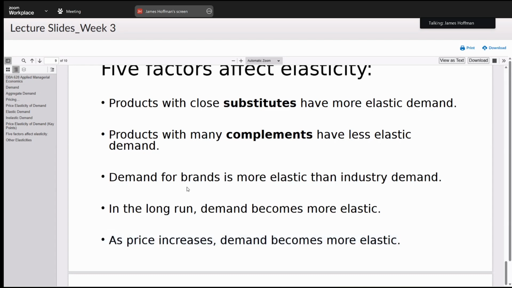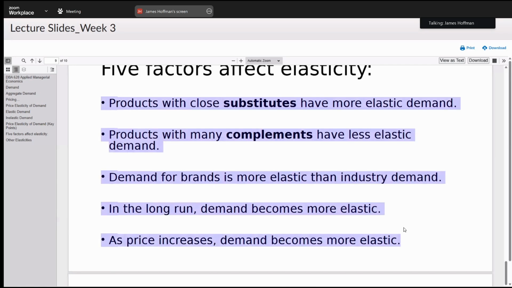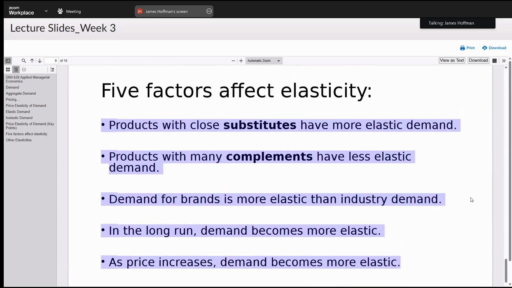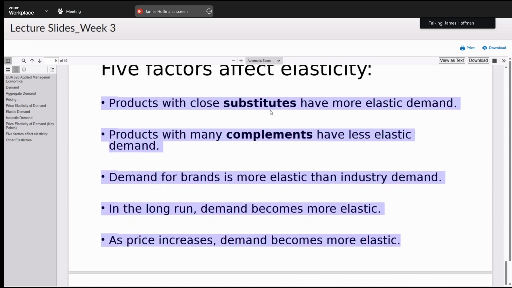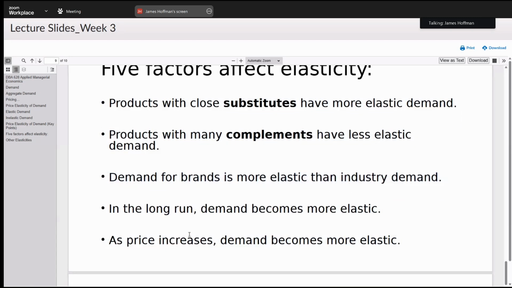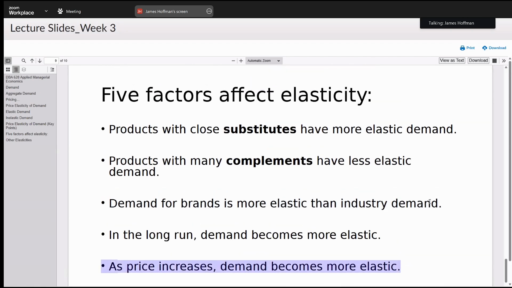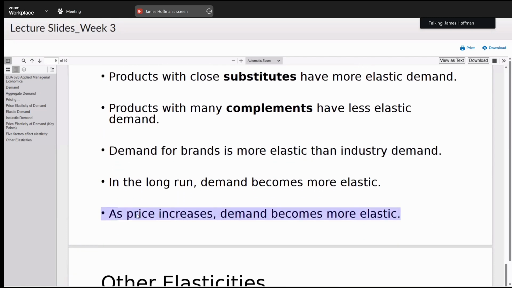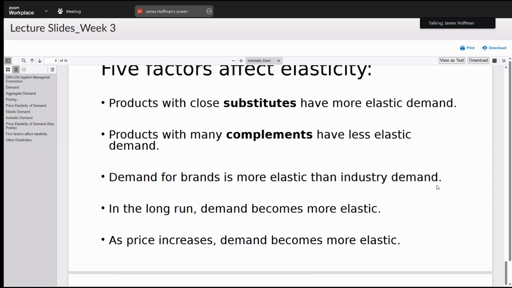So there's probably other things that can affect elasticity, but these are the 5 main points that were illustrated in your textbooks, which I think are good ones. Usually look at substitutes, complements, long run, industry demand. This one's not really a thing to consider. It's just a definition. Okay.